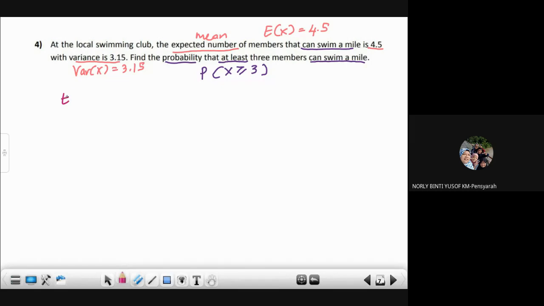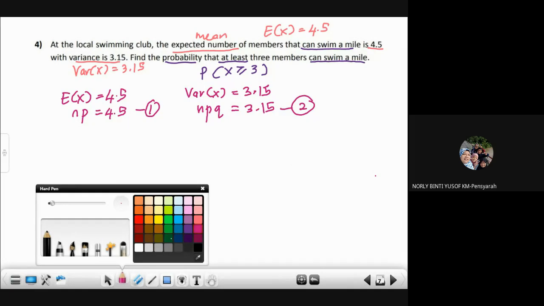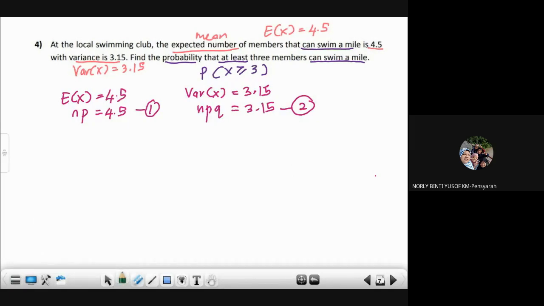So mean 4.5. So NP sama dengan 4.5. Ini persamaan yang pertama. Lepas tu variance 3.15. Variance adalah NPQ sama dengan 3.15. So this is second equation. So you solve lah the equation of your simultaneous. Cuma ini bukan simultaneous biasalah, ini adalah NP, NPQ kan. So you kena pakai proses substitution lah. Elimination tak boleh sebab dia adalah pendaraban.